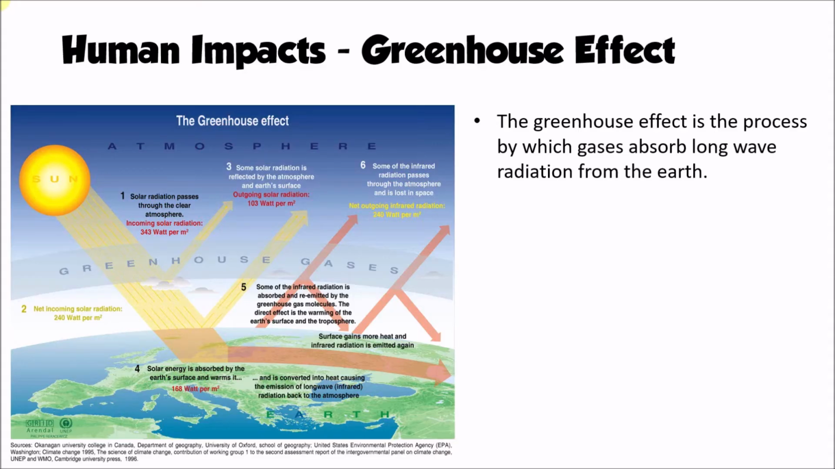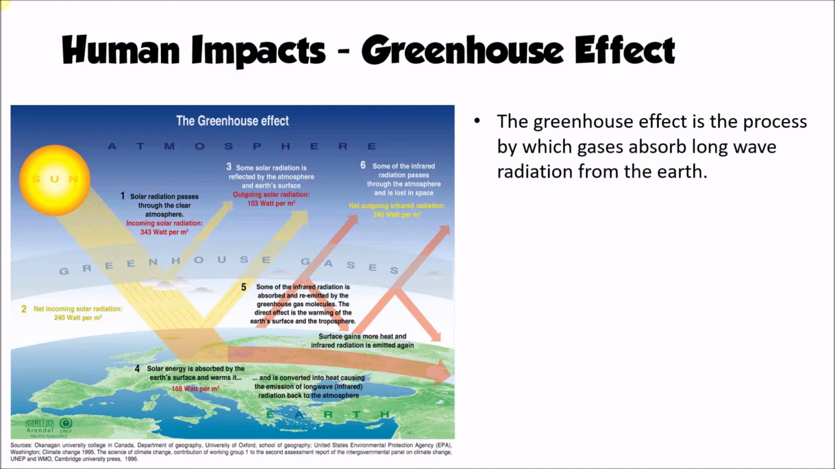So within this revision video, we're going to explore some of the ways that human activity is having an impact on the stores and flows of carbon within the carbon cycle. The first impact that we're going to consider is how human activity is influencing and altering the greenhouse effect.